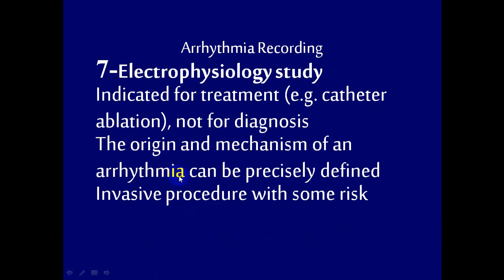It's an invasive procedure with some risk and complication because we put five leads in the cath lab: one into the right atrium, one in the right ventricle, another in the AV node, the fourth in the bundle of His, and the fifth in the coronary sinus to see what happens in the left atrium and left ventricle.